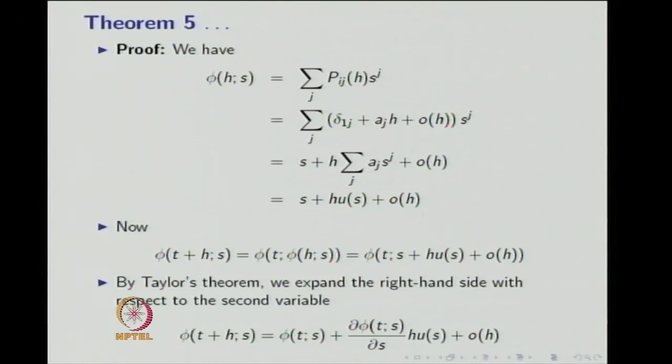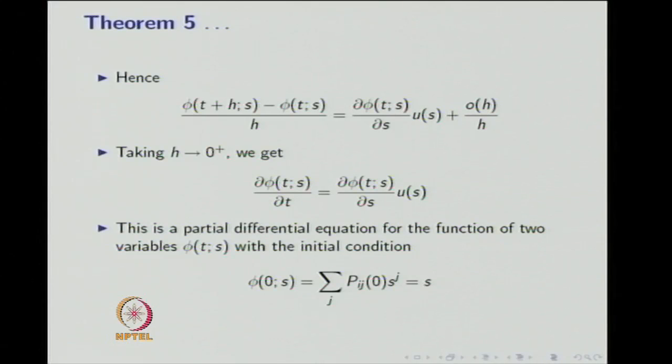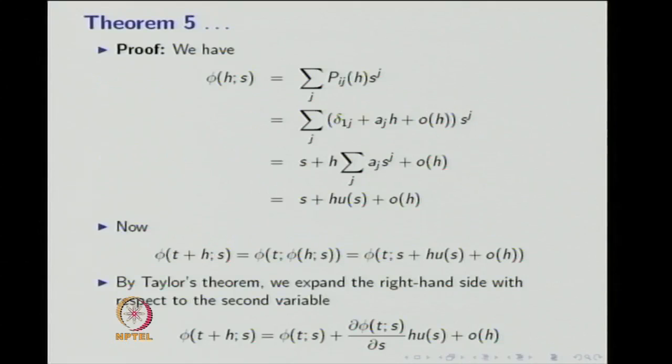Throughout divide by h and take psi of t comma s on the left side. Therefore, the left hand side becomes (psi of t plus h comma s minus psi of t comma s) divided by h, whereas the right hand side will be the partial derivative of psi with respect to s times u of s plus order of h divided by h.